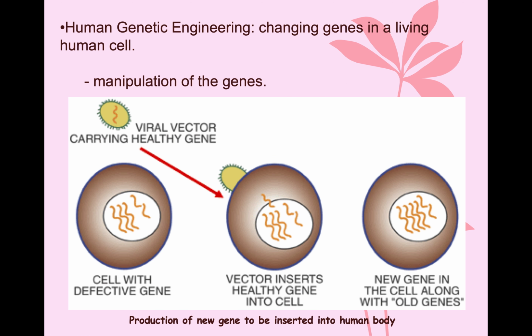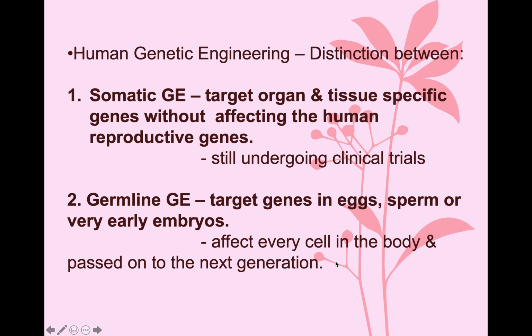Now with human genetic engineering, basically you could change genes in living human cells, and we know that with the discovery of CRISPR that is made even easier. It's just a means to manipulate the genes. Now let's have a look at the differences between somatic genetic engineering and germline genetic engineering. The keywords here are somatic and germline.